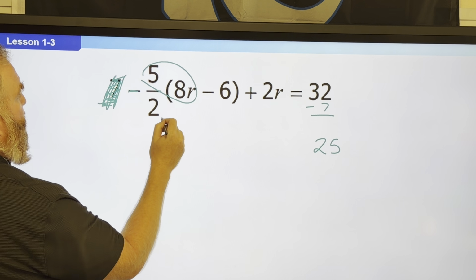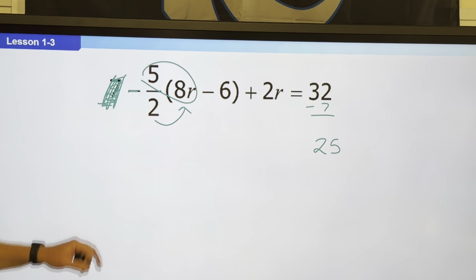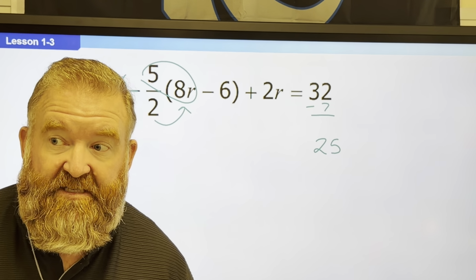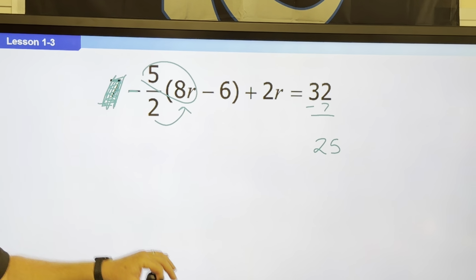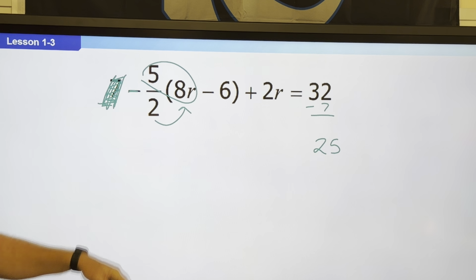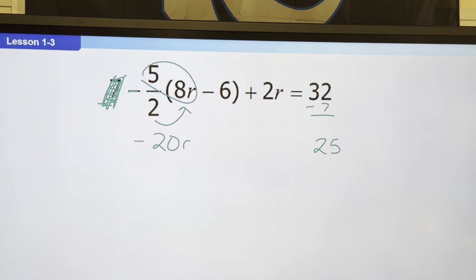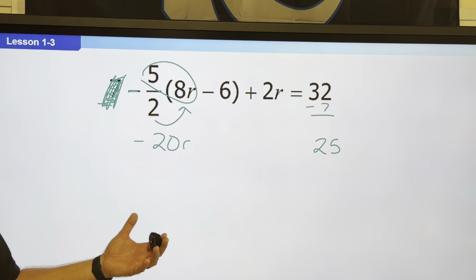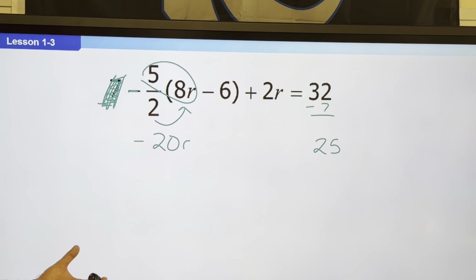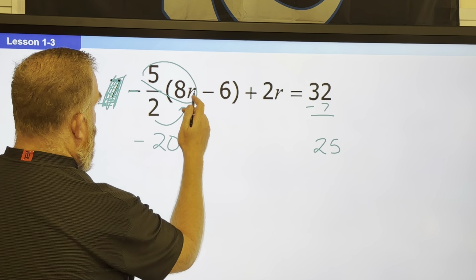Let's distribute. We're going to distribute this times this. Everybody good? What is 5 times 8? Is everybody with me? What's 5 times 8? 40. The bottom number is a 2, so what's 40 divided by 2? Negative 20r. We just did that in our heads. You multiply the top numbers, and then whatever the bottom number is of the fraction, that's what you divide by. Because didn't I tell you that a fraction is division? Yes. Okay. So we took care of that one.